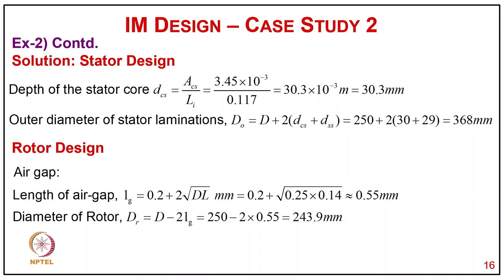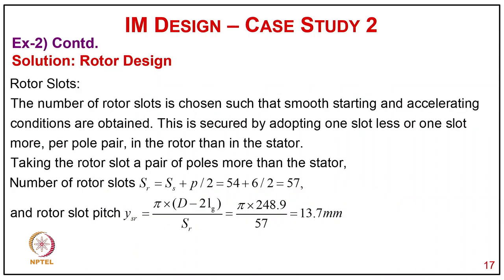And the outside diameter of the stator laminations, DO, equal to D plus 2 DCS plus DSS, comes to 368 millimeter. Now the rotor design: the length of the air gap, LG, equal to 0.2 plus root 2 DL into M. Putting the value, it comes to 0.55 mm, and the diameter of the rotor is DR equal to D minus 2LG, so it comes to 250 minus 2 into 0.55, that is 243.9 millimeter.